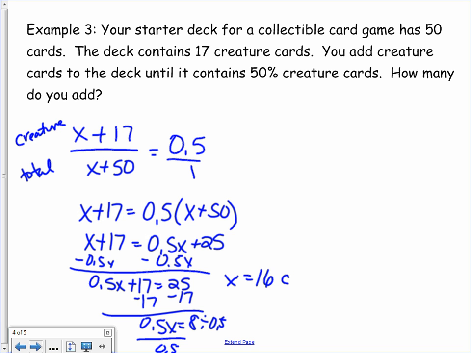So we have to add 16 creature cards. We can double check. 16 plus 17 would be 33 out of 66, which is half.